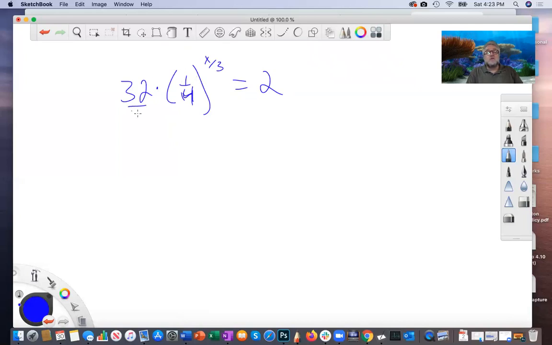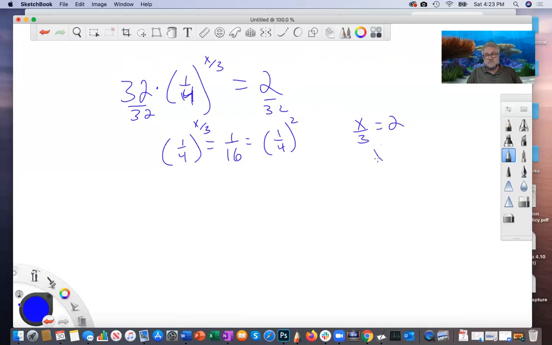But the first thing we're going to do is divide by 32. And this is going to be 1/4 to the x over 3. 2 over 32 is 1 over 16. 1 over 16 happens to be 1/4 squared, because 4 squared is 16. So 1/4 to the x over 3 equals 1/4 to the second. X over 3 equals 2. Multiply by 3, x equals 6.